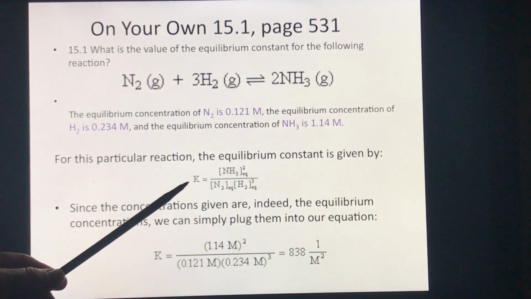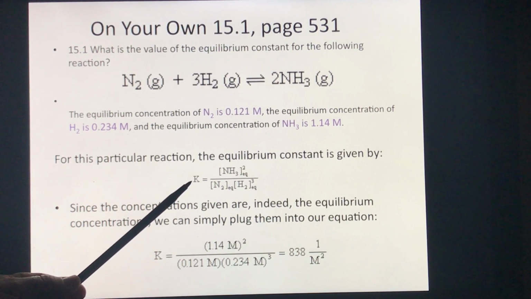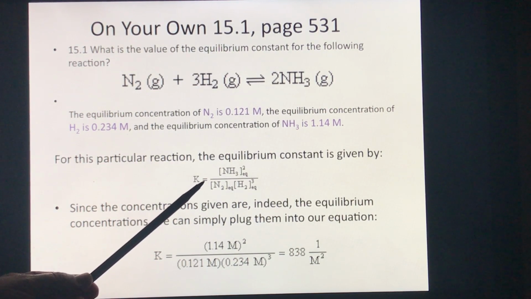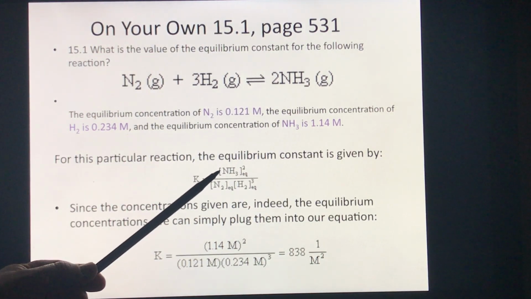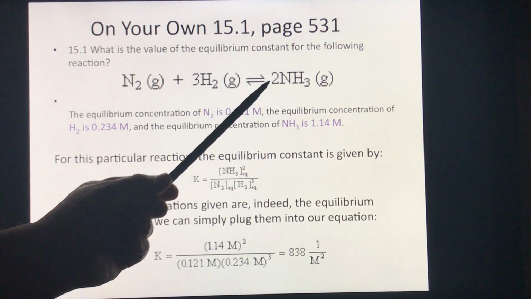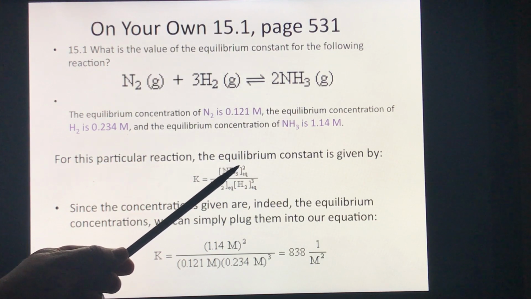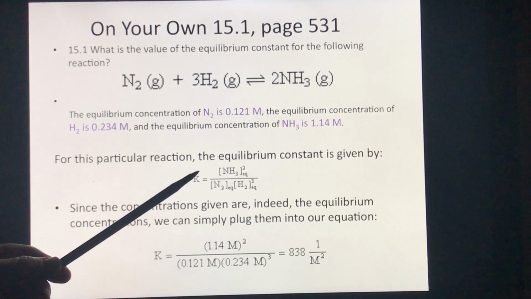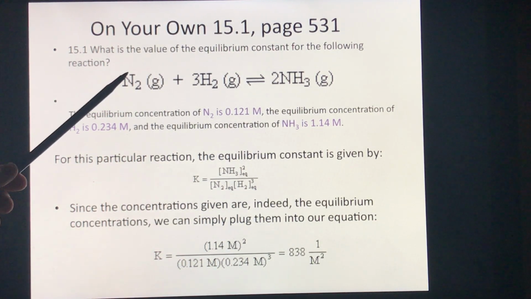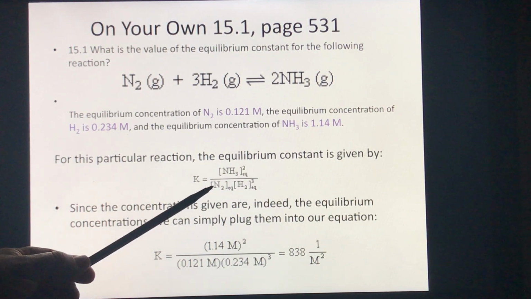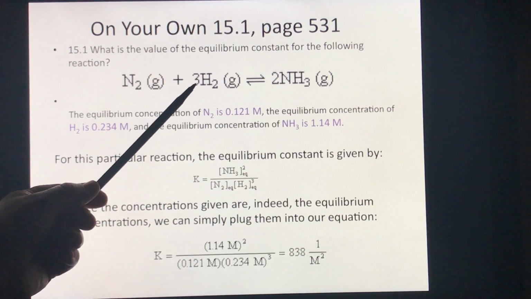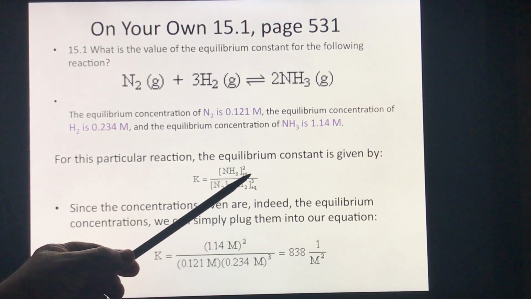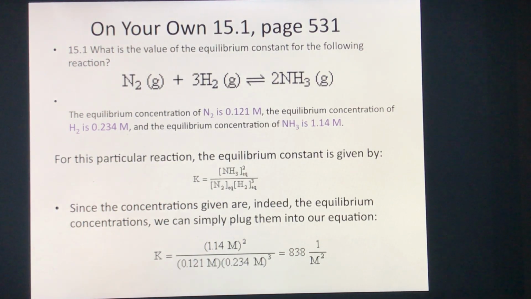So first we're going to set up our equation. We have K equals the product on top, the numerator. We look at the stoichiometric coefficient. That's going to be our exponent here, the power that it's raised to. Here we have the reactants, the N2 and the H2. Since the 3 is in front of the H2, this will be raised to the third power.